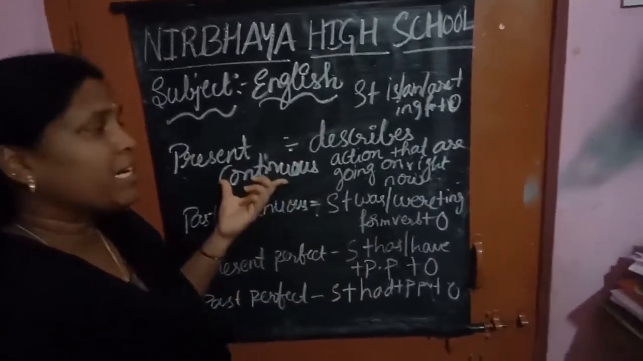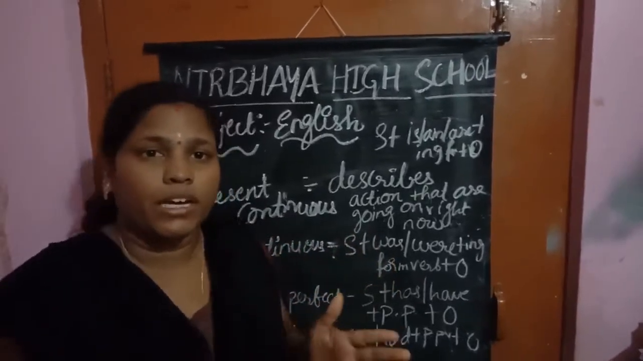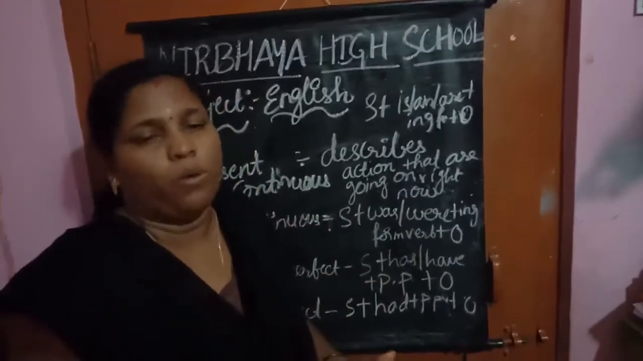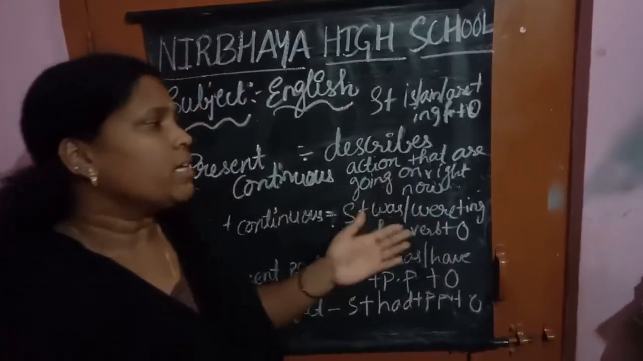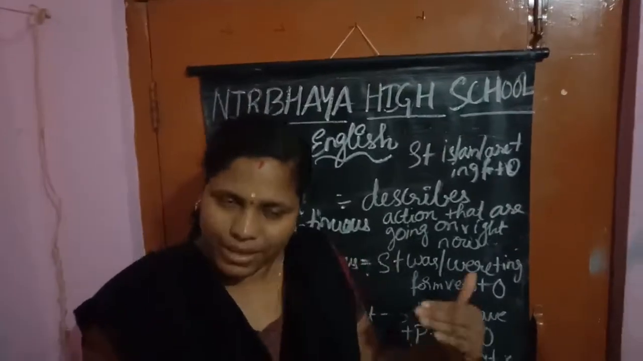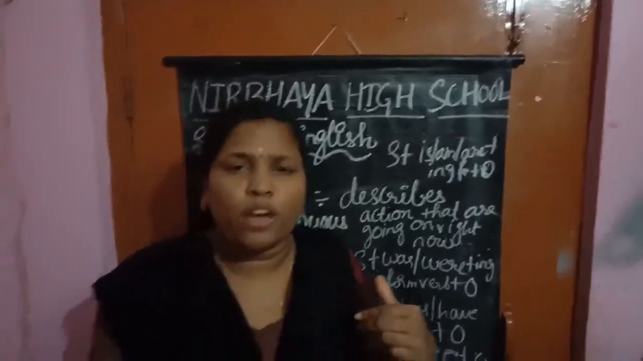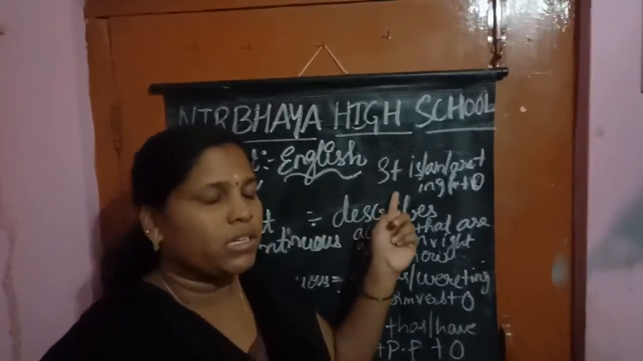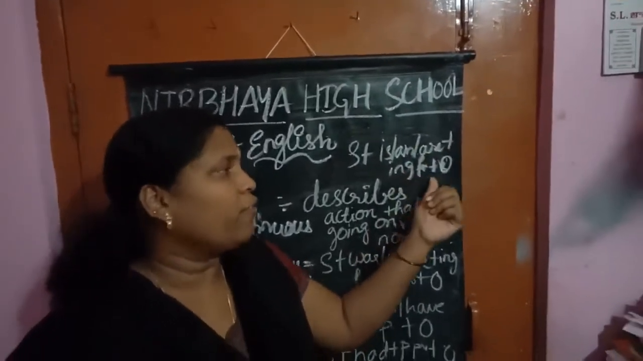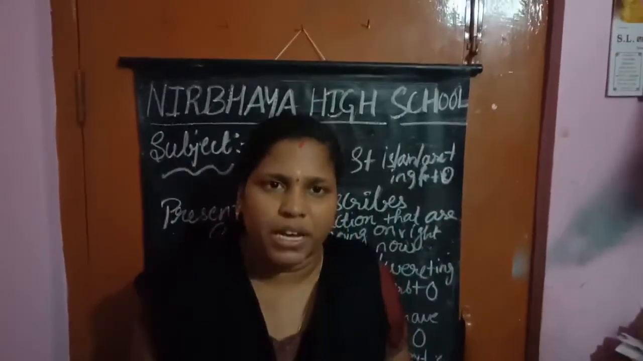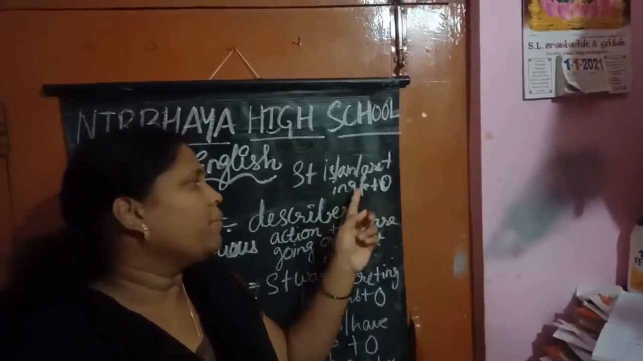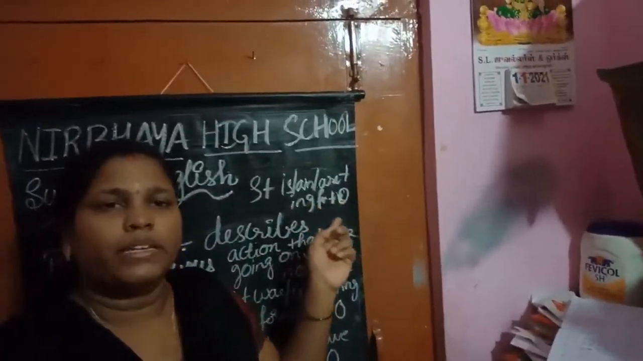First, what is present continuous? It describes the actions that are going on right now. Now what is going on, that is called present continuous. What is the rule of this, children? See here. Subject plus is or am or are plus ing form of verb plus object. Here, say, I am eating idli.